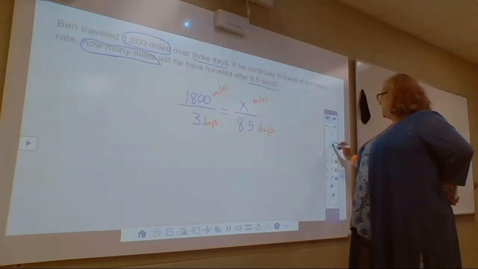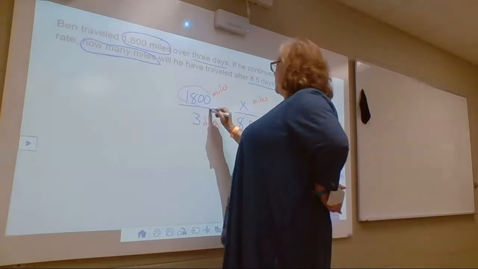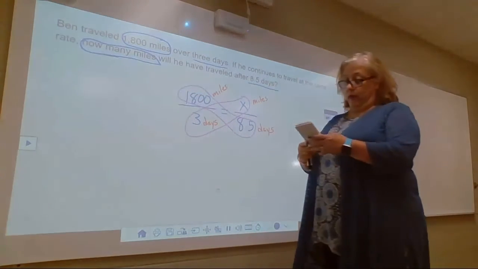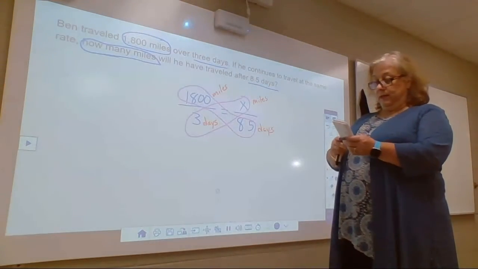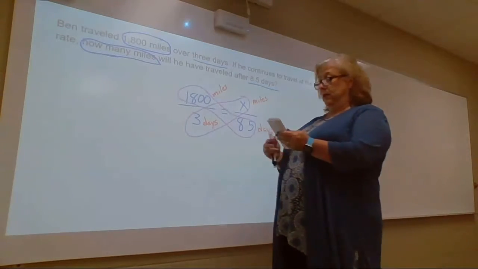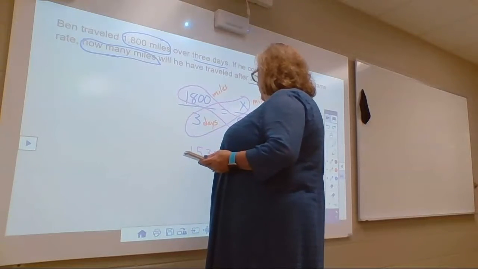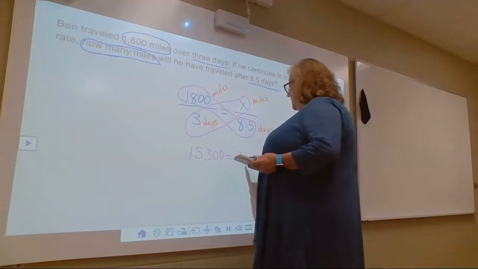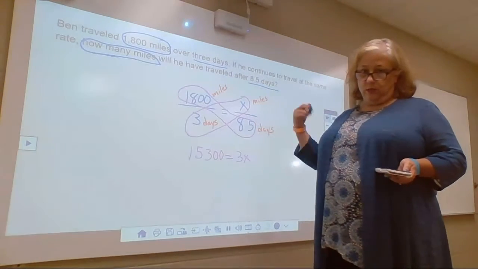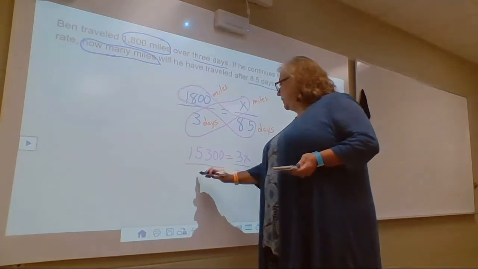So once again, how am I going to work this problem out? Well, I'm going to cross multiply. I'm going to say 1,800 times 8.5 and 3 times x. Well, 1,800 times 8.5 equals, sorry, 15,300 equals 3x. How do we solve for this? This is a multiplication. We are going to use division, the opposite. You divide by 3 on both sides.